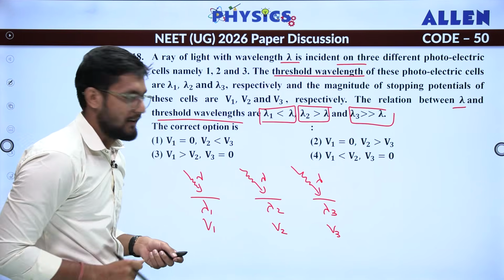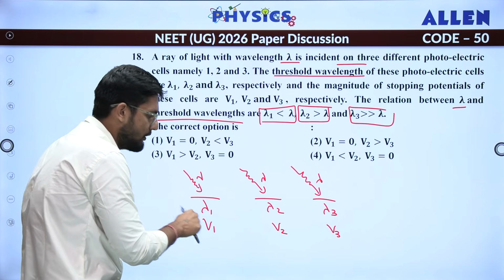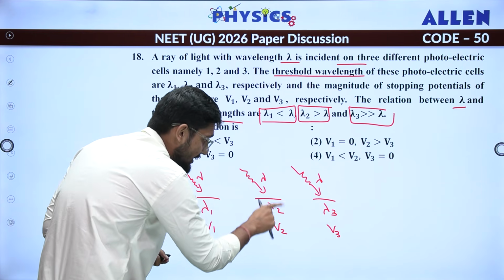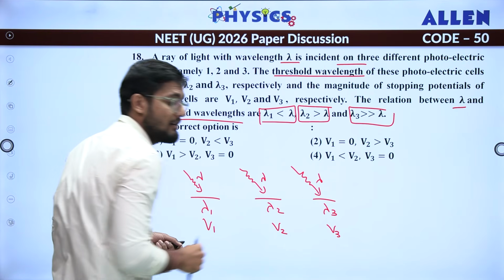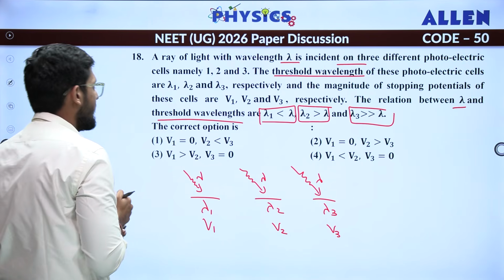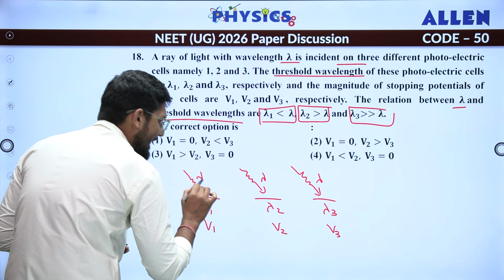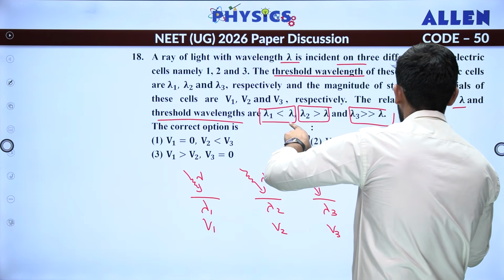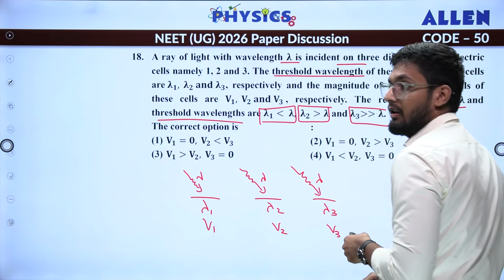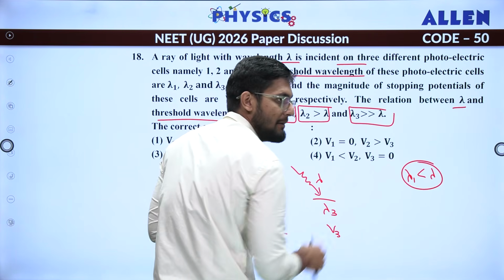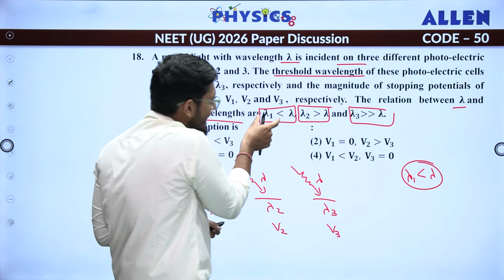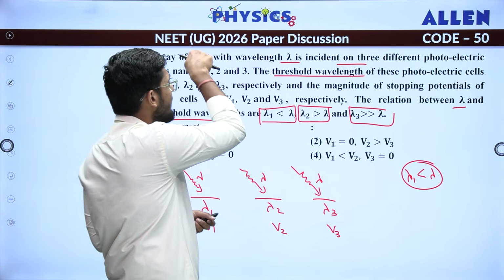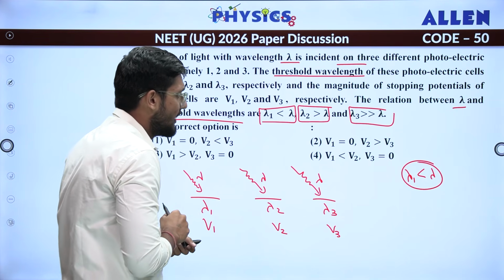So all are lambda. You have lambda 1 as the threshold for the first plate. For plate 2, this is lambda 2. For the third plate, it is lambda 3. So the energy corresponding to this part, we need to verify first. So lambda 1 is lesser than lambda. This is given to you. So in this case, lambda 1 is already less than the incident wavelength, right?